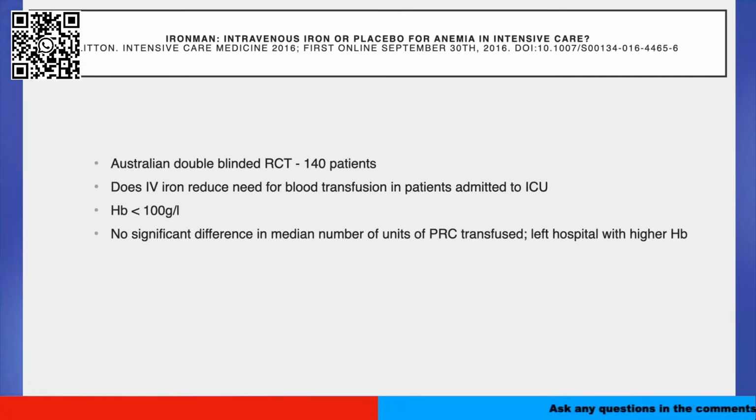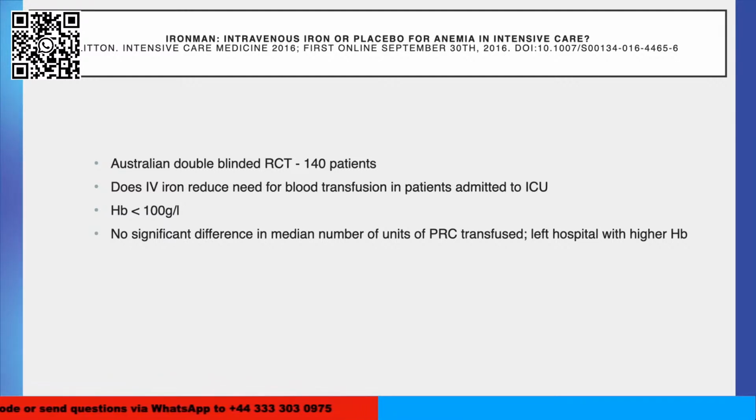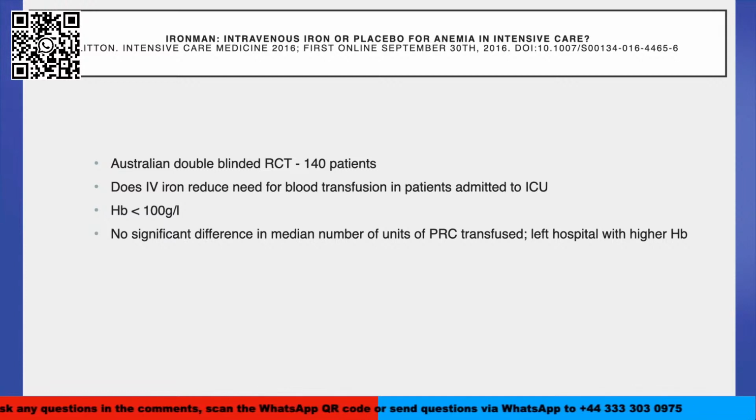In 2016, there was the IRONMAN study looking at intravenous iron or placebo for anemia in intensive care. As we've already mentioned, anemia is common in critical illness. This was an Australian double-blinded randomised control trial. It only had small patient numbers, 140, and they looked to see whether giving them all IV iron would reduce the need for blood transfusion. So if your hemoglobin was less than 100, you would get an iron infusion, but there was no significant difference in the median number of units of red blood cells transfused, and patients who were given an iron infusion did leave hospital with a higher hemoglobin.